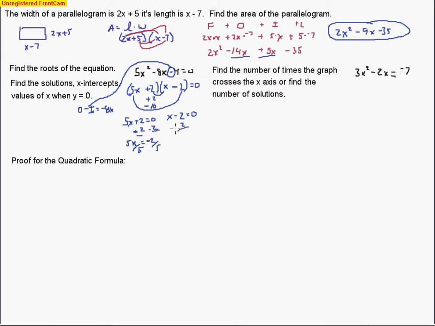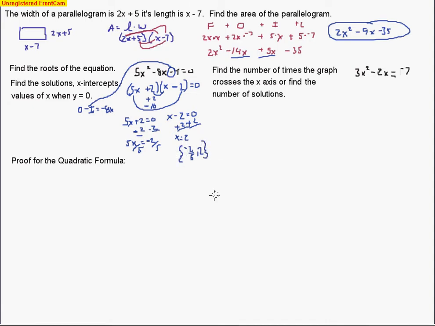Over here I have to add the 2, and I end up with x equals 2. So those are my two answers. My answers would be negative 2/5 and the positive 2. So there they are.